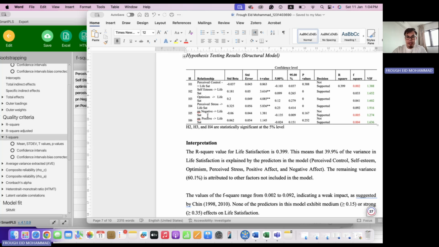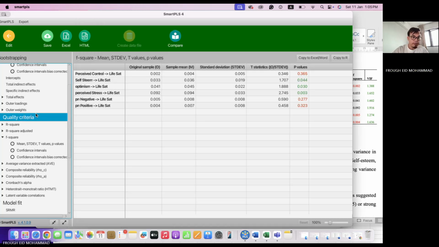And the PN negative and PN positive, I have considered them as two separate variables, and here both of them are rejected. It means not completely rejected, but both of them have minimal impact on life satisfaction as a dependent variable.